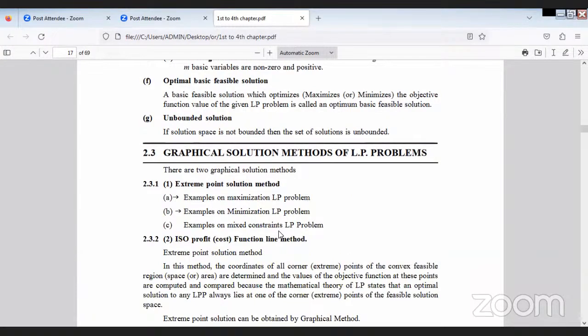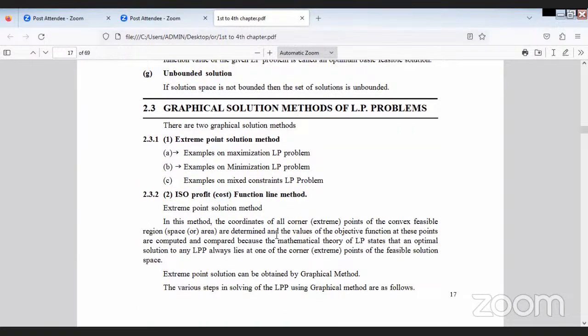Then graphical solutions are two methods. The extreme point solution method, with examples on maximization and minimization LP problems and mixed constraints. LP means linear programming problem. The other is the iso-profit, that is, cost function line method.